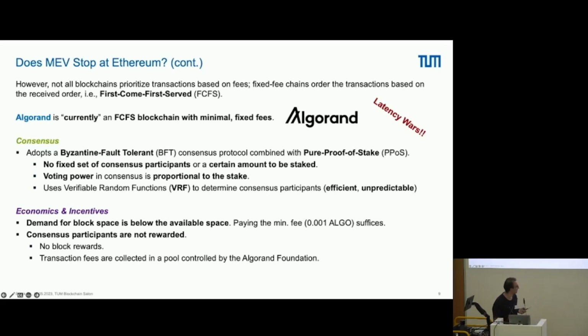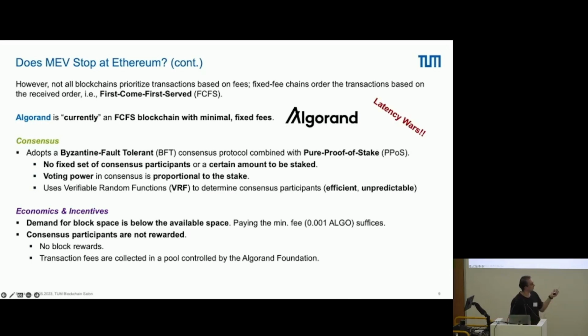One interesting property of Algorand is that right now the demand for block space is less than the available space, so there is no congestion. As we have seen on Ethereum, for example, they are designing transaction fee mechanisms to consider congestion and internalize the value. But on Algorand, this is not the case right now.